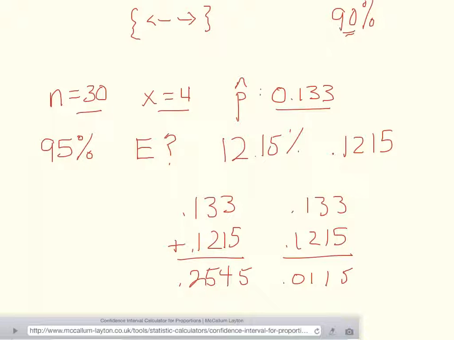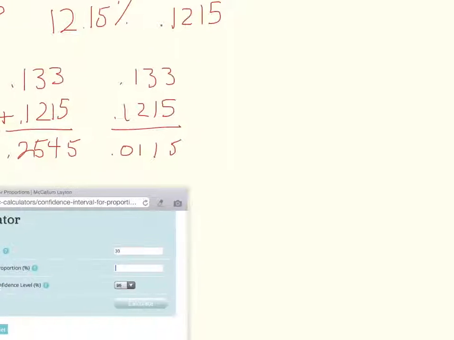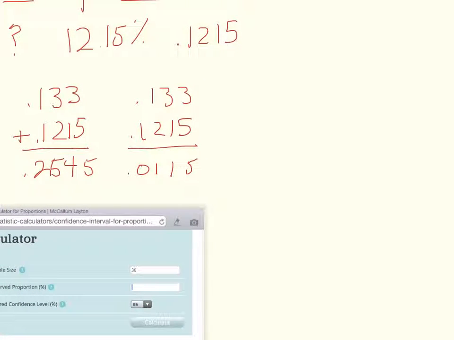So we're going to say with 95% confidence that our interval is going to be between 0.0115 and 0.2545. It's a pretty wide interval.